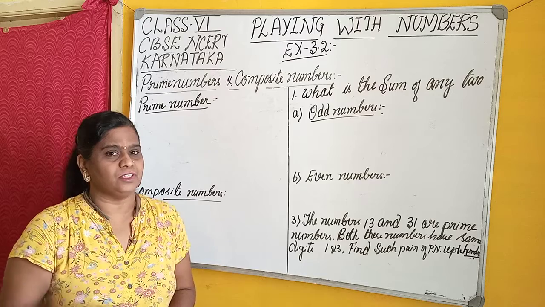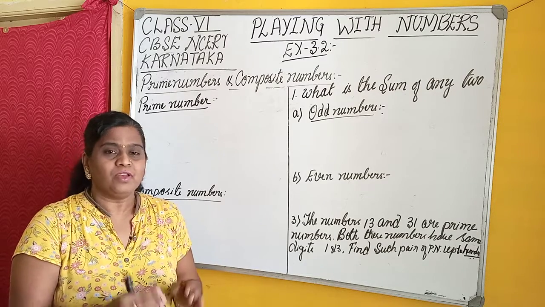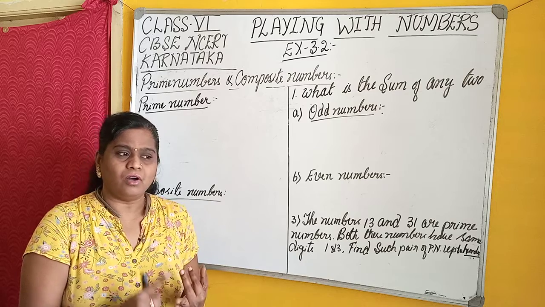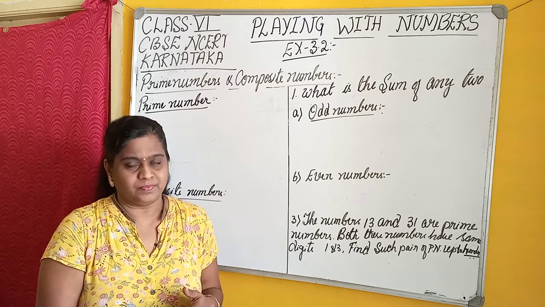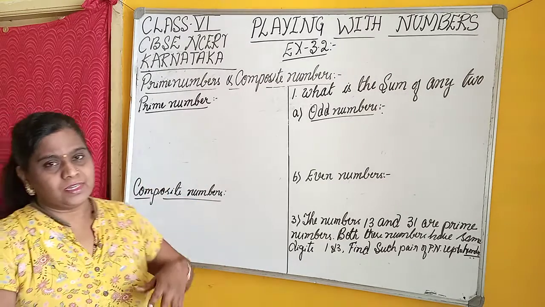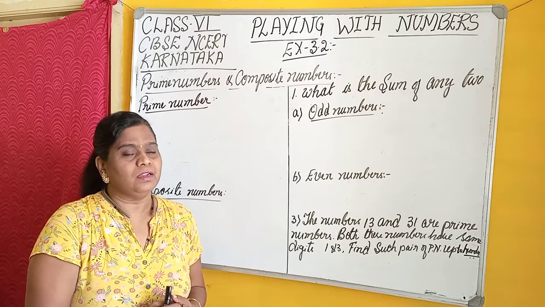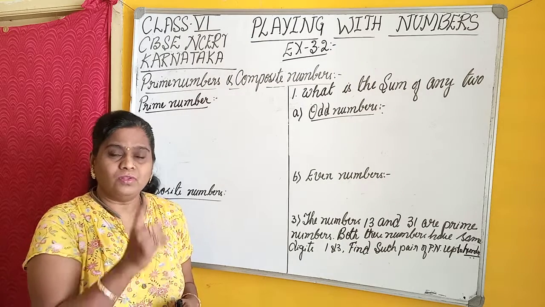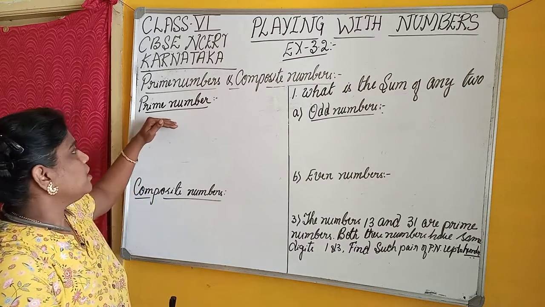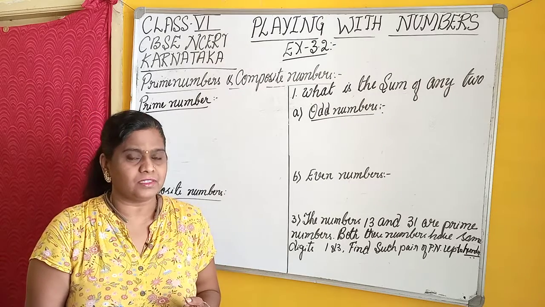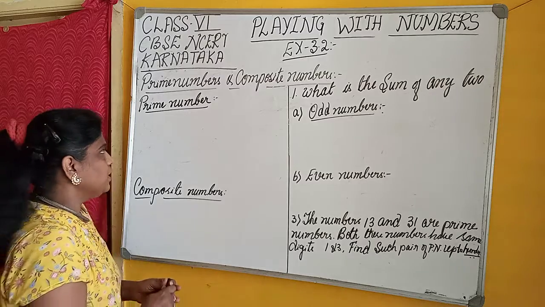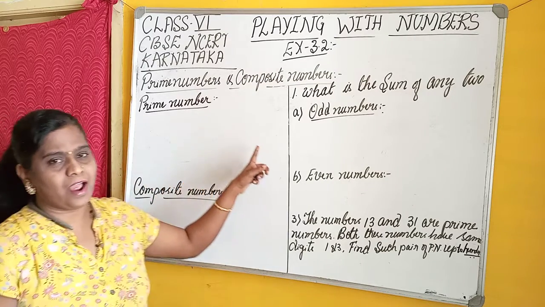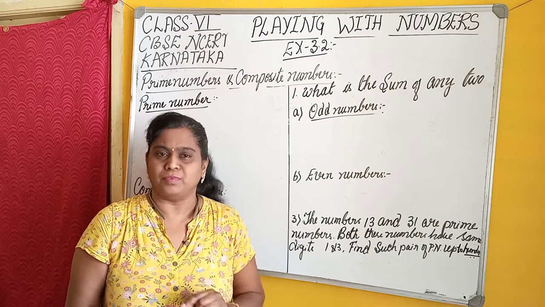Yesterday we did some divisions, factors and multiples, isn't it? Every number has factors. Yesterday we learned how to find the factors of numbers. Some numbers have only one factor, and some numbers have only two factors, which are one and the number itself. Let us understand this. What are prime numbers? Prime numbers are the numbers which have the factors one and the number itself.